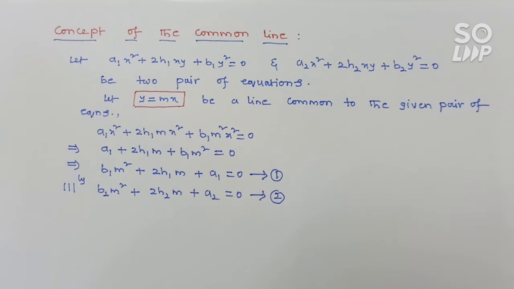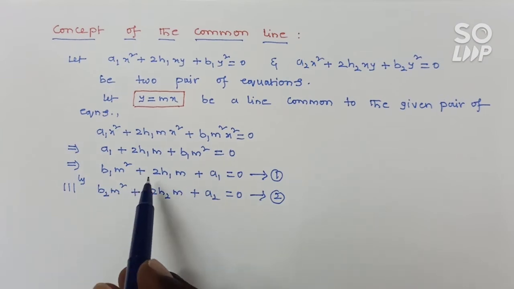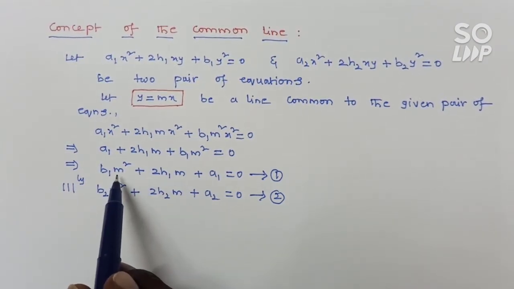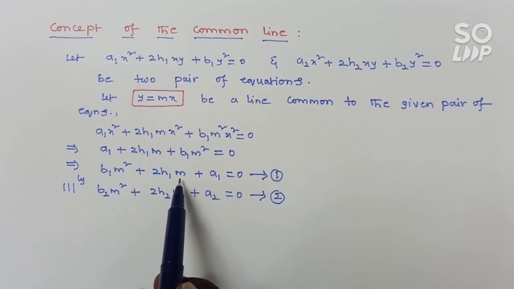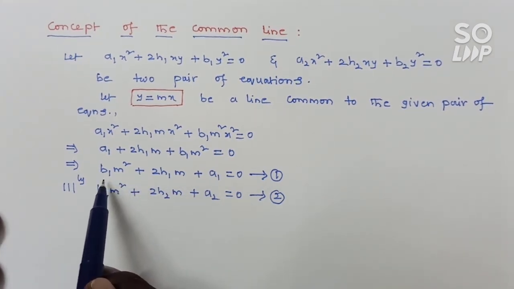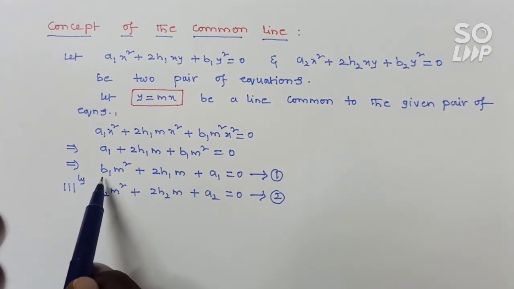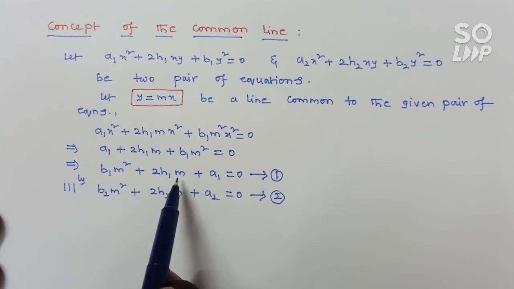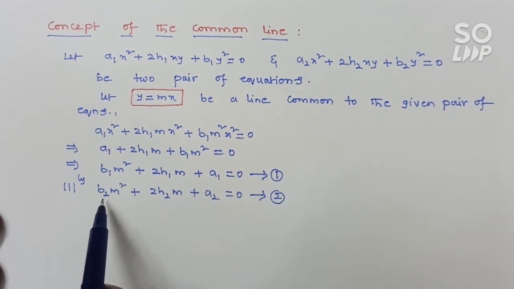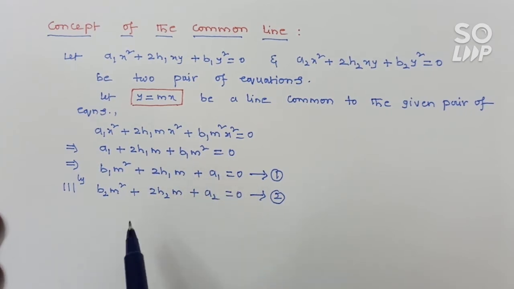But now I consider these two equations as linear equations. Here m square you consider as x and m you consider as y. Then these two become the linear form, Ax plus By plus C is equal to 0. Okay, so now you solve these two equations.